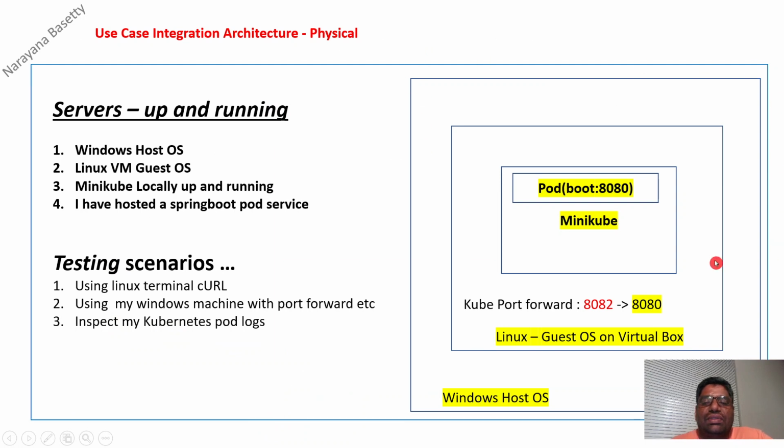So this is my physical architecture. I have a Windows operating system. I have a VirtualBox where it is running a Linux guest operating system. Inside that, I am running Minikube. In that, I have hosted a pod, and that is exposing port 8080. To access the port from outside of the Linux VM, I'm using port forwarding. Okay, these are the servers up and running in my local for testing this scenario.